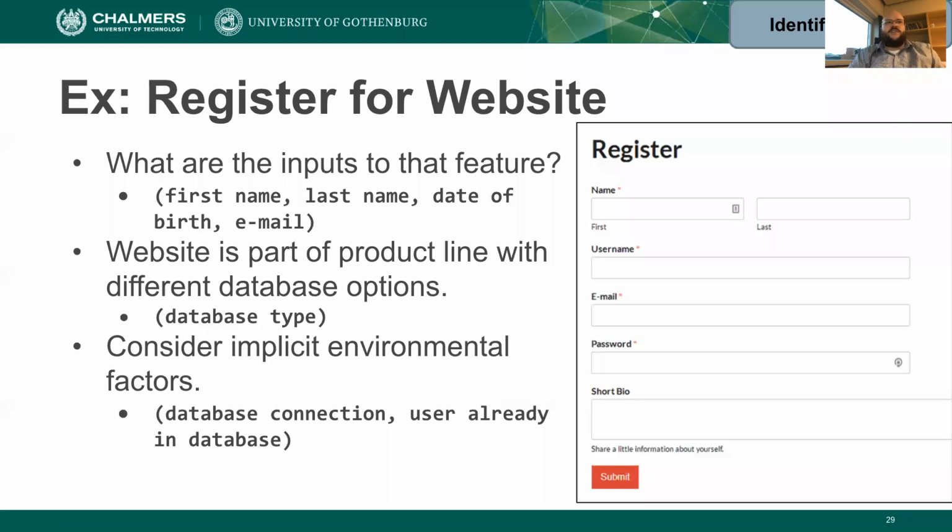And then we have these implicit environmental factors that can influence the outcome of execution. Right? How we interact with this database can influence execution. And so there's choices we can make when we're testing that have to do with that database. For instance, are we connected to the database successfully or not? And then does the user already exist in the database? Because that will give you a different outcome than registering a user that isn't already there. So these are more choices we can consider when we're testing, right?